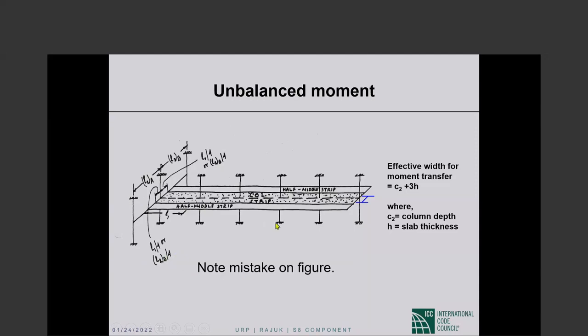Okay, so we have our design strip from panel center line to panel center line. We have our column strip, and we have two half middle strips. Now, the column strip must have reinforcement to resist the column strip bending moment. The middle strips must have reinforcement to resist middle strip bending moments, goes without saying.